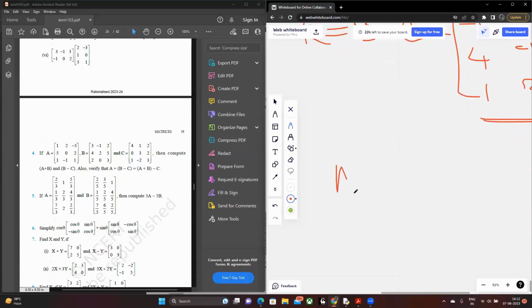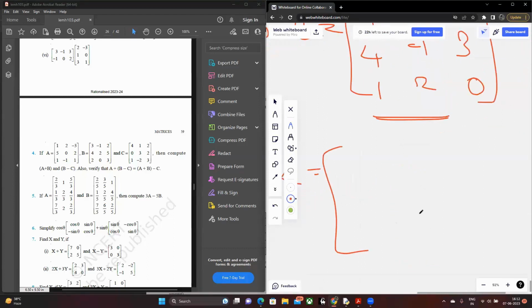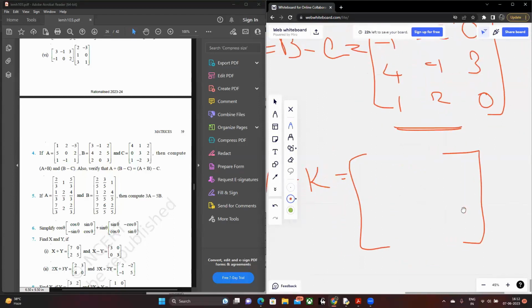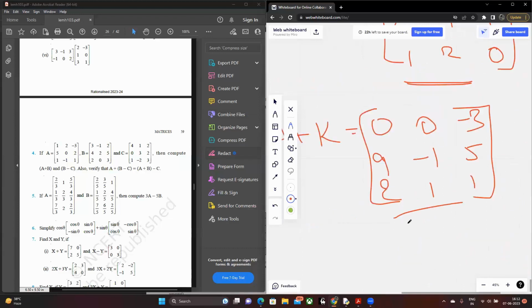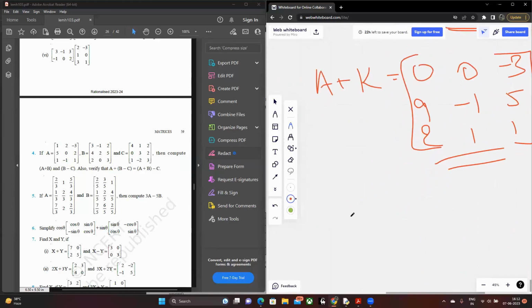Right? Now, A plus K is going to be, again, a 3 cross 3 matrix because both the entities here are 3 cross 3 matrices. And so A plus K is going to be 1 plus minus 1, that is 0. 2 plus minus 2, that is 0. Minus 3 plus 0, that is minus 3. Then you have 5 plus 4, that's 9. You have 0 minus 1, that's minus 1. You have 2 plus 3, that is 5. And finally, you have 1 plus 1, 2. 2 minus 1 is 1. And 1 plus 0. So you'll have this to be A plus K.